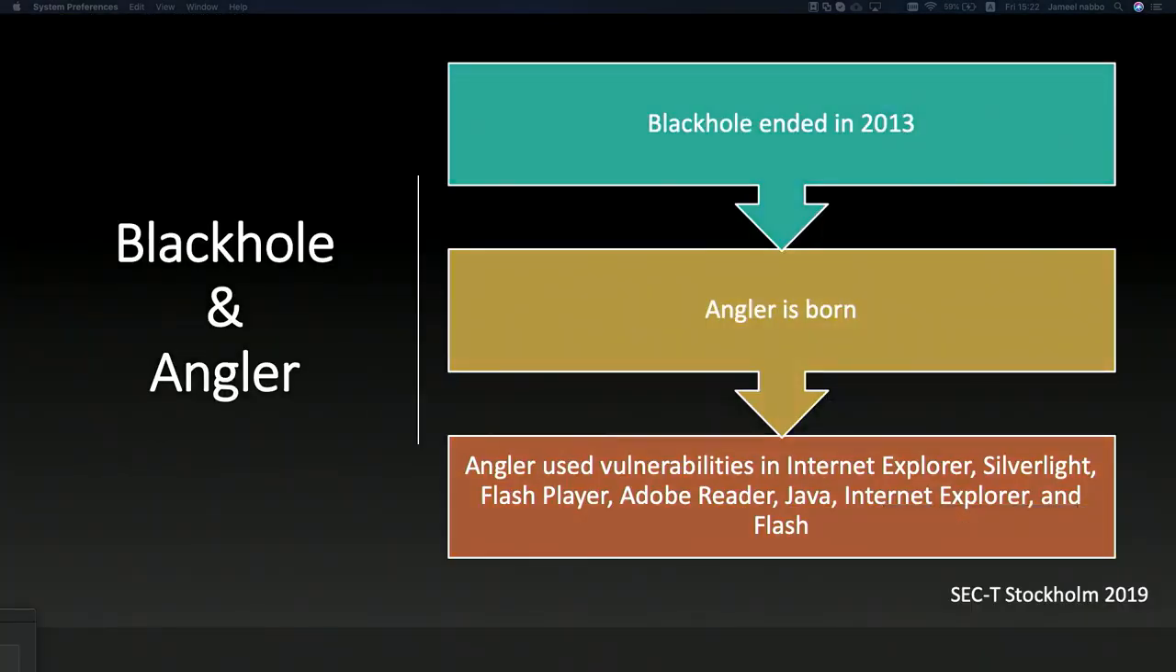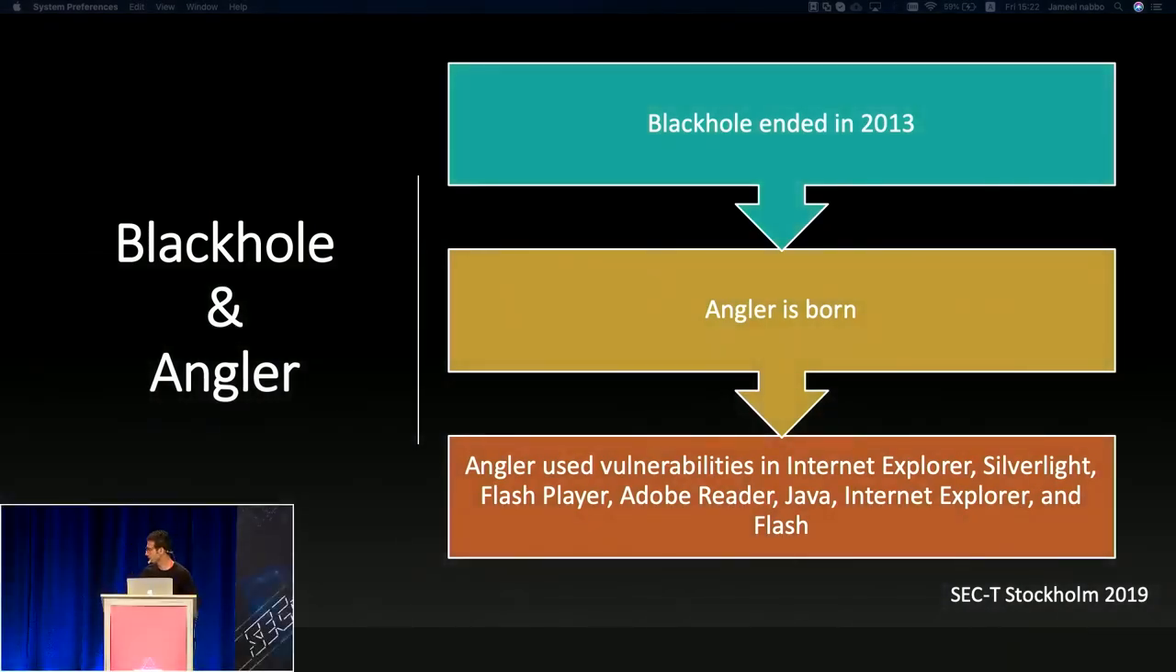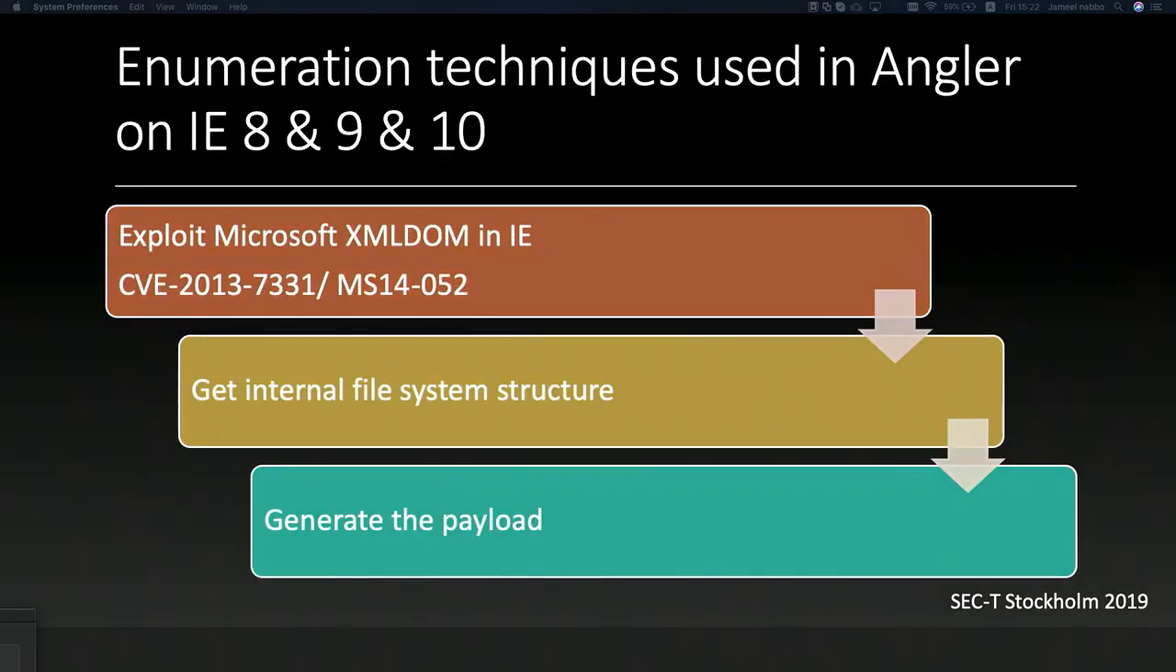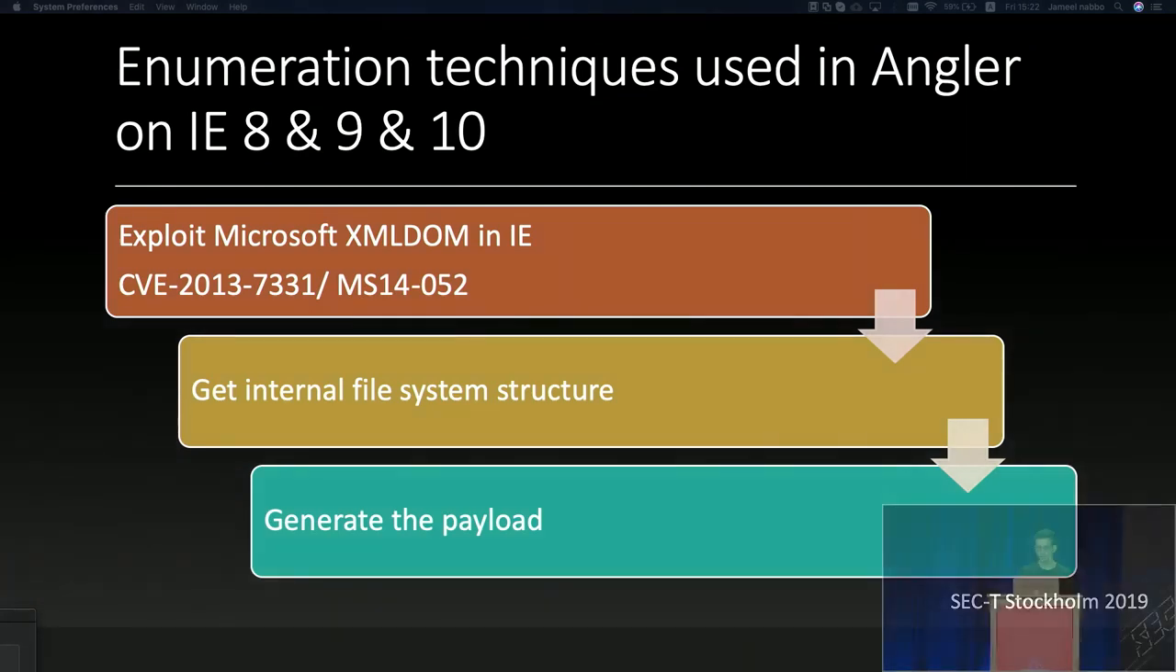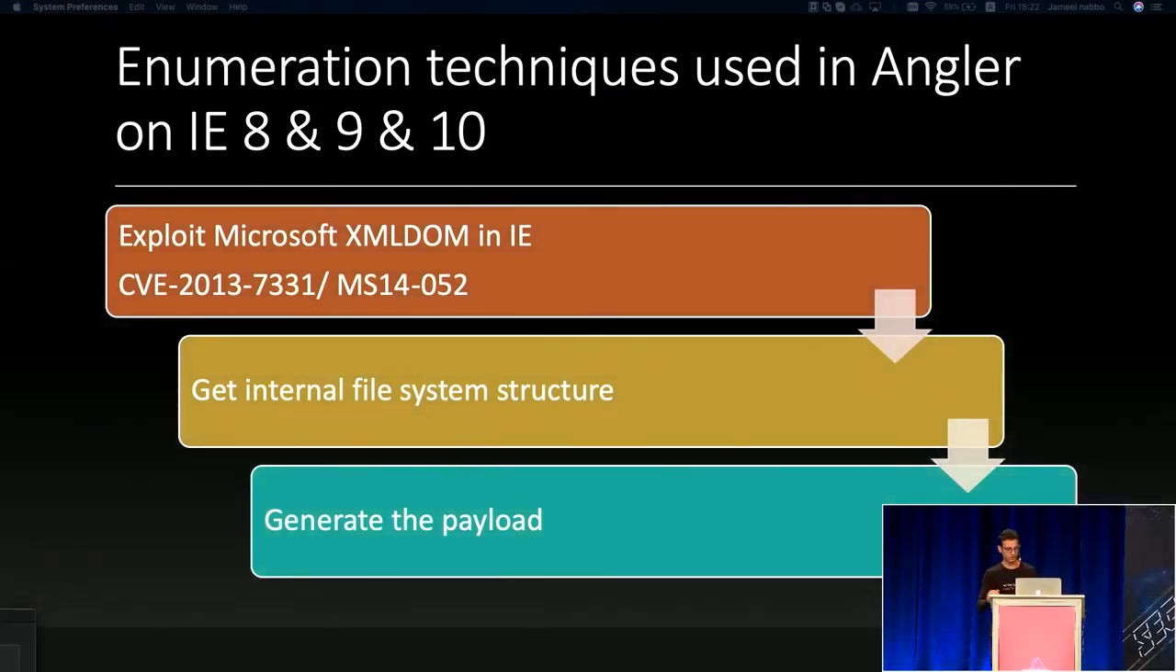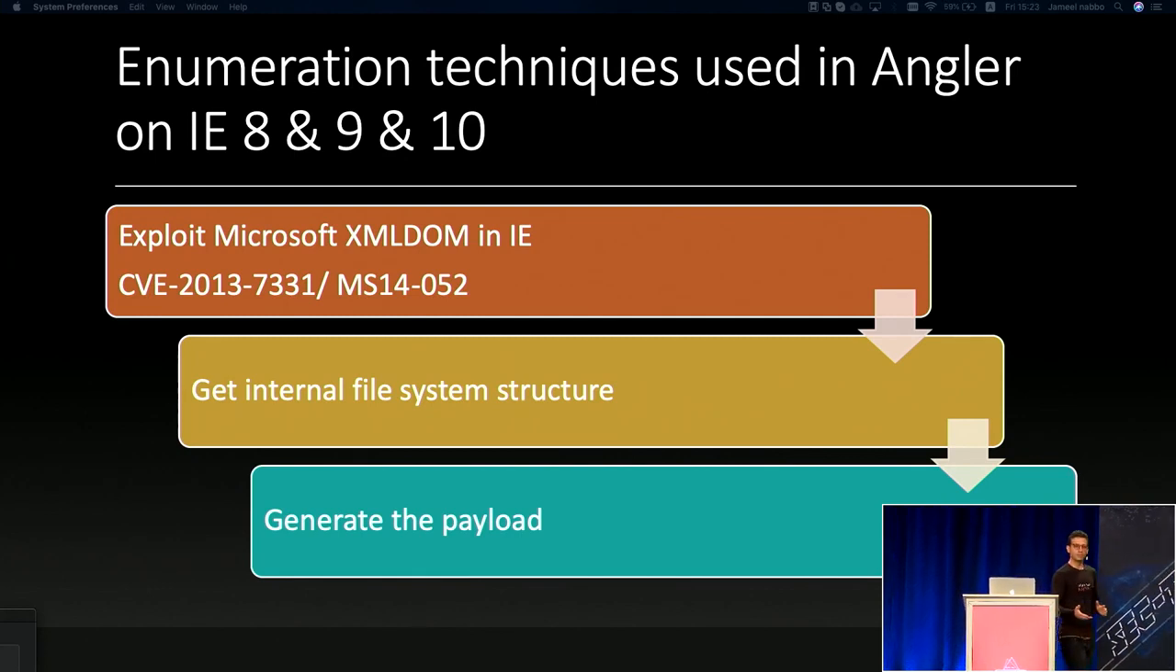So when Black Hole died, we got Angler, and Angler used a very advanced enumeration technique. I'm not going to analyze all of it, only the stuff related to the topic. It used Internet Explorer, Flash Player, Adobe Reader zero-day exploits packed in. Now, the cool enumeration technique used in Angler: when it started, from what I read in the news, it was targeting high-profile individuals. And we got two stages of enumeration.